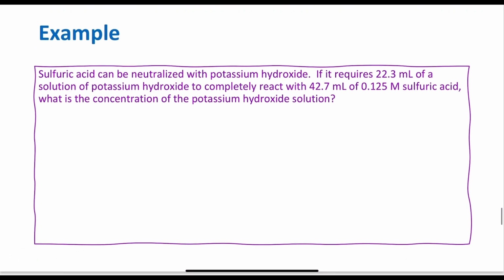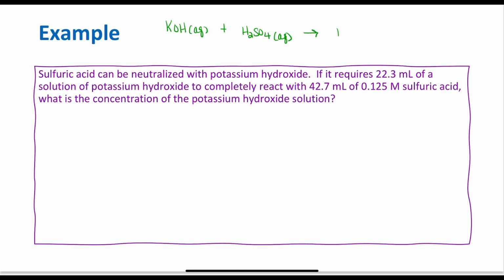What's up next? Sulfuric acid can be neutralized with potassium hydroxide. It requires 22.3 milliliters of a solution of potassium hydroxide to completely react with 42.7 mils of a 0.125 molar sulfuric acid solution. What is the concentration of the potassium hydroxide solution? Okay. Potassium hydroxide is KOH. It is one of my strong bases. It is soluble. Potassium hydroxide reacts with sulfuric acid, which is H2SO4, also one of my strong acids. So strong base plus strong acid is a neutralization reaction.